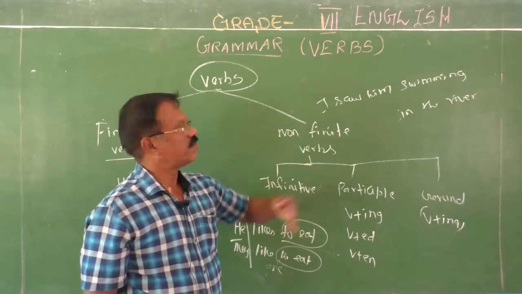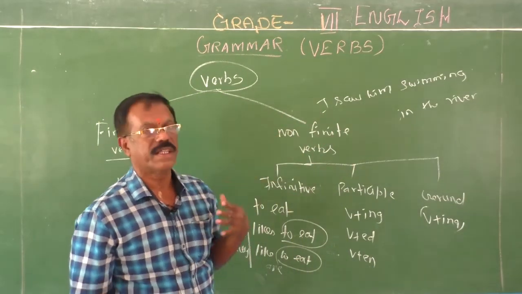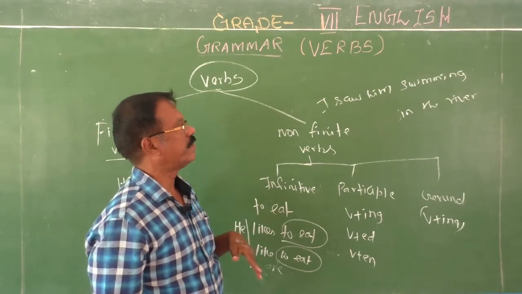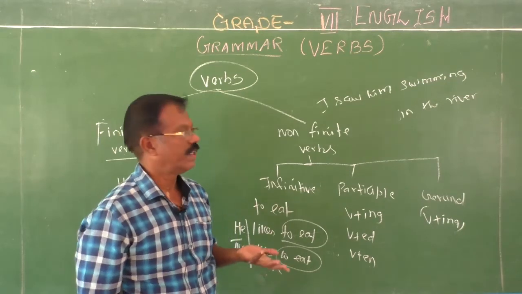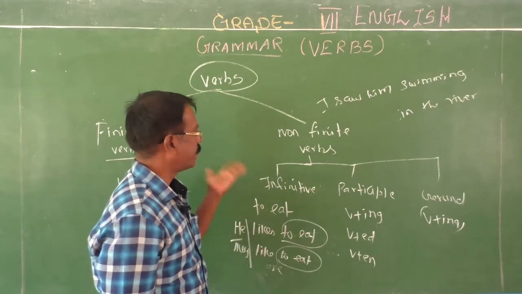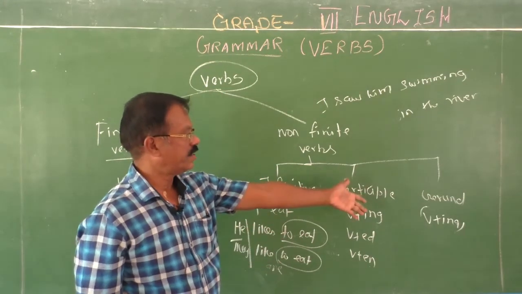We saw him swimming in the river. They saw him swimming in the river. Whatever may be the subject, the verb plus ing, that's present participle, will never get changed in its form. So non-finite verbs will never be restricted by the number and person of the subject. Then gerund, V plus ing.